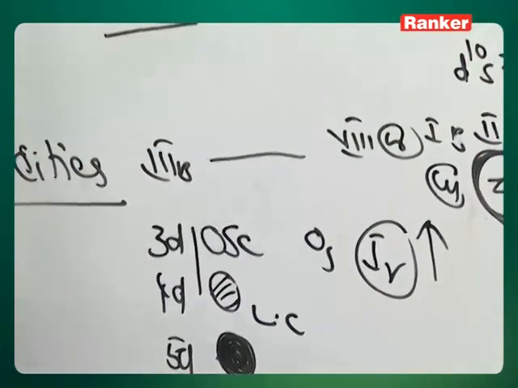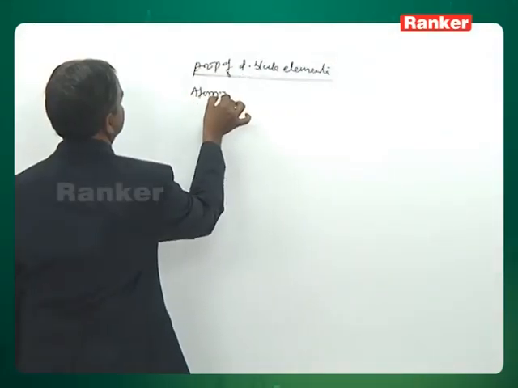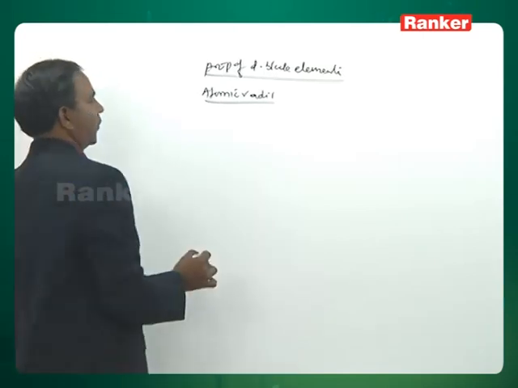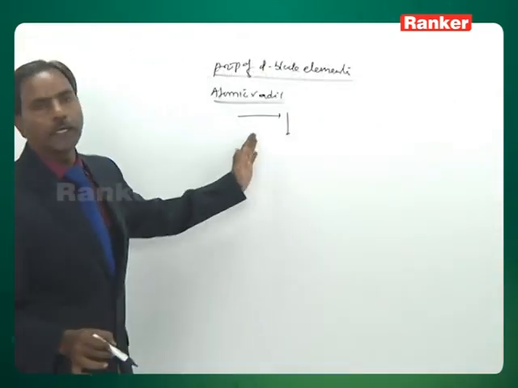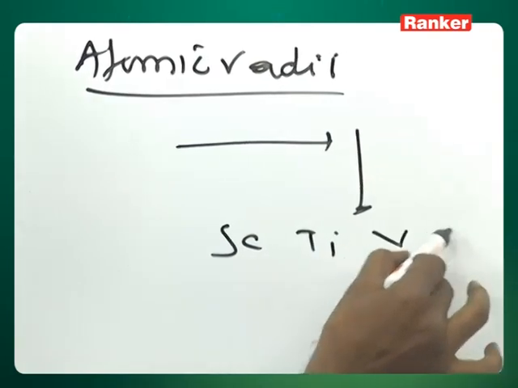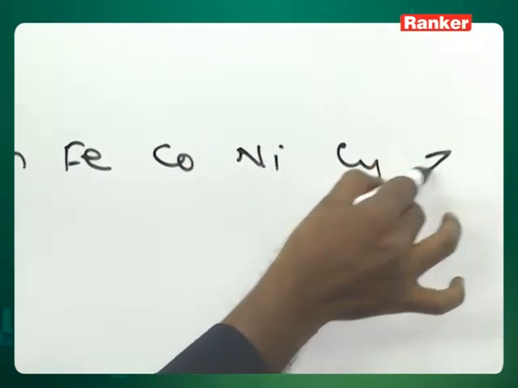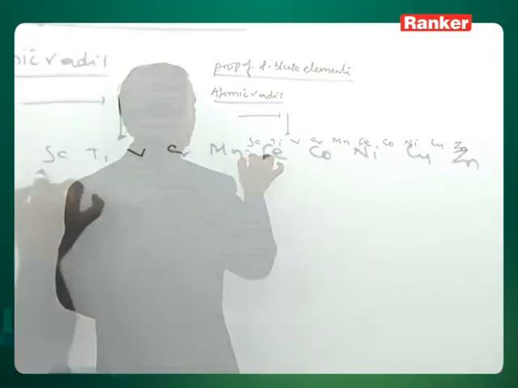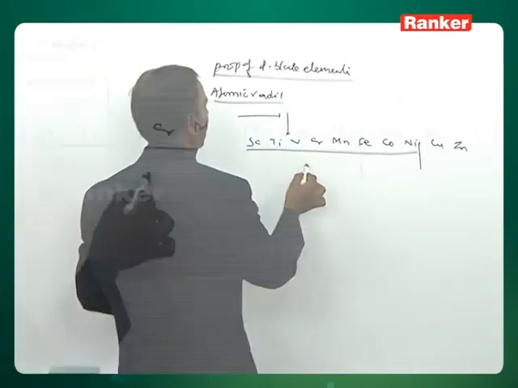Next let me talk about atomic radii and IP values of d-block elements. Atomic radii, let me discuss first. Left to right in a period, the atomic radii gradually decrease. Similarly, here: scandium, titanium, vanadium, chromium, manganese, iron, cobalt, nickel, copper, zinc. From scandium to nickel, the atomic radii are gradually decreasing.